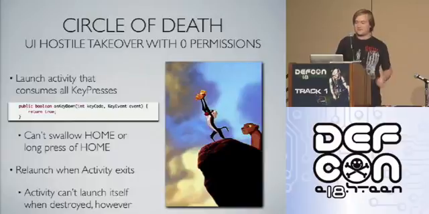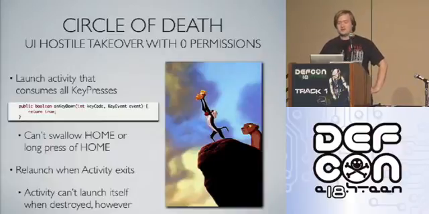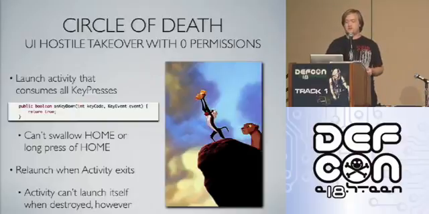So the next thing that I want to talk about, I like to call the circle of death. And this is basically just a hostile takeover of the UI. So it's pretty simple. You just launch an activity and consume all key press events. So here in the onKeyDown method, we're just returning true, which says we handled this key press, don't pass it on to anyone else. So this allows us to catch every key press except for the home button and a long press of the home button, which is a shortcut to allow you to switch between applications.